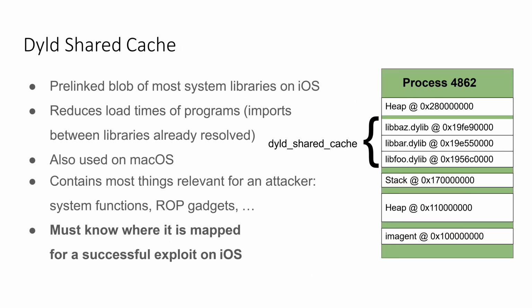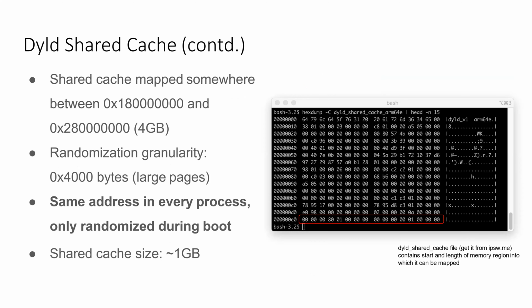So after finishing the heap address, we also need to tackle the library addresses. On iOS and macOS, the libraries, in this case, are all pre-linked into one gigantic binary blob, called the DYLD shared cache, which is used to speed up loading times. So we have to know where the DYLD shared cache is mapped.